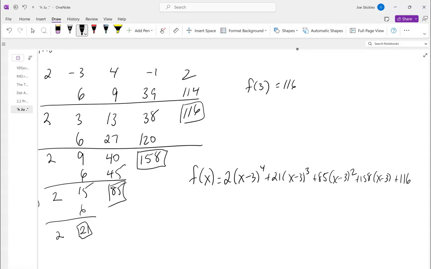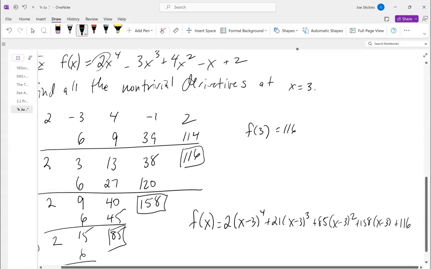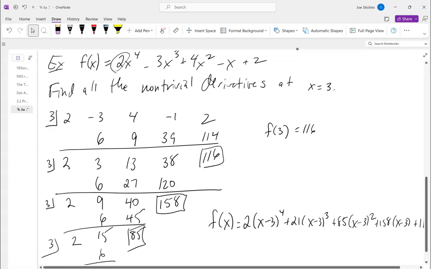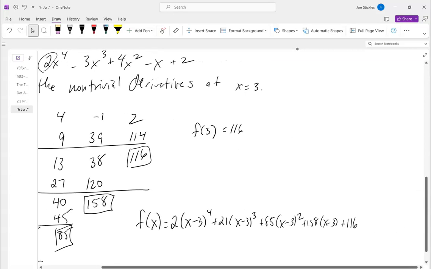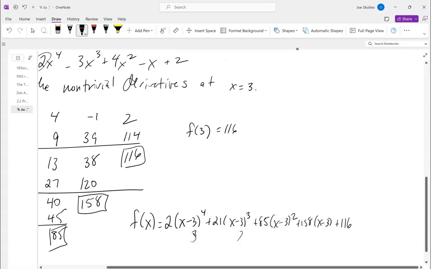So remember the 2 is the coefficient on the x to the 4th, right? Here. So that's where that 2 is coming from. The 3 is what we divided by. The 3 is what's going in here for each of the centers here.